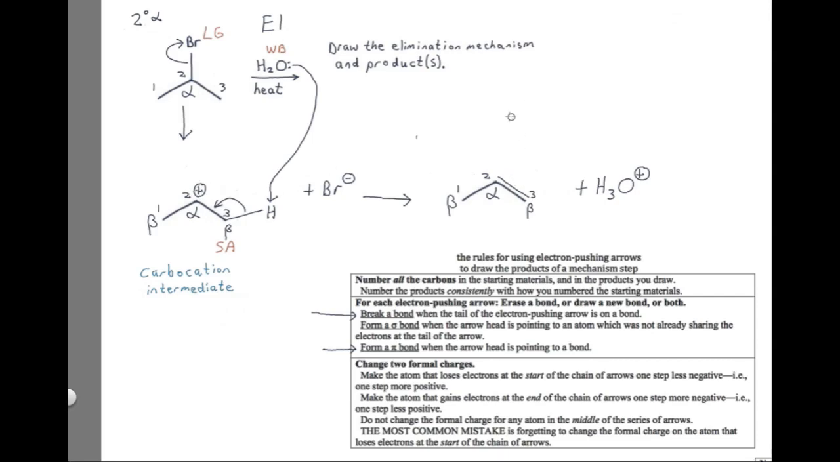I'm really taking my time and talking through the logic of how to interpret these electron-pushing arrows because it's important for you to learn these rules for using electron-pushing arrows to draw the products of a mechanism step. But obviously you need to practice interpreting the electron-pushing arrows until you can draw the products much more quickly than the time it takes me to talk through these steps.